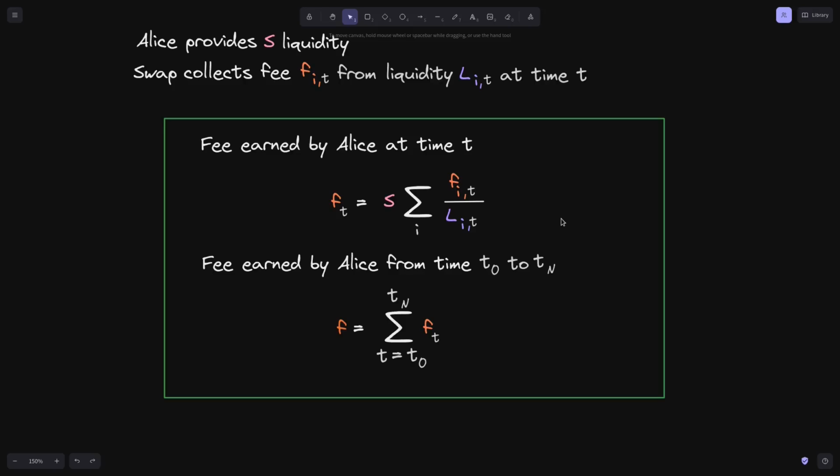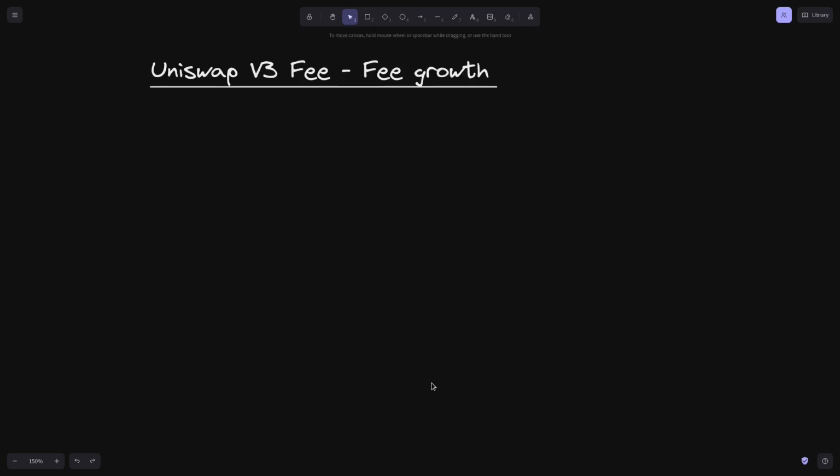In the previous video, we came up with the equation for the amount of fees earned by Alice, given that Alice has some liquidity S in a position. The important takeaway from the previous video is that if we keep track of this part of the equation, then we'll be able to calculate fees for any users. So in this video, we'll talk about fee growth.